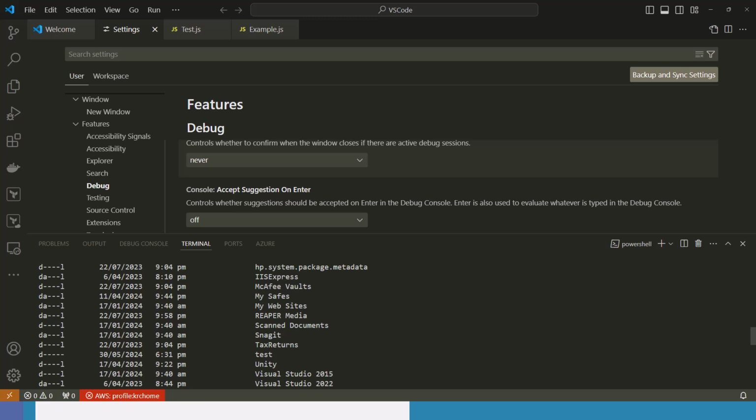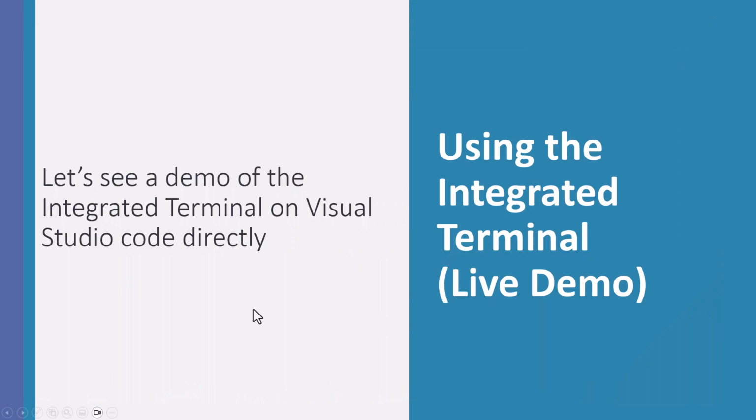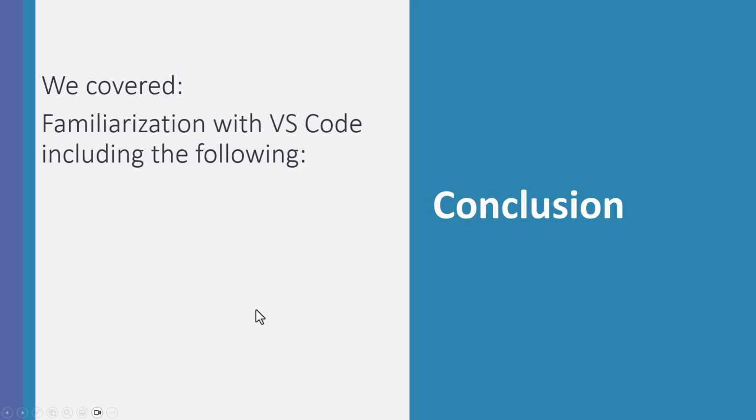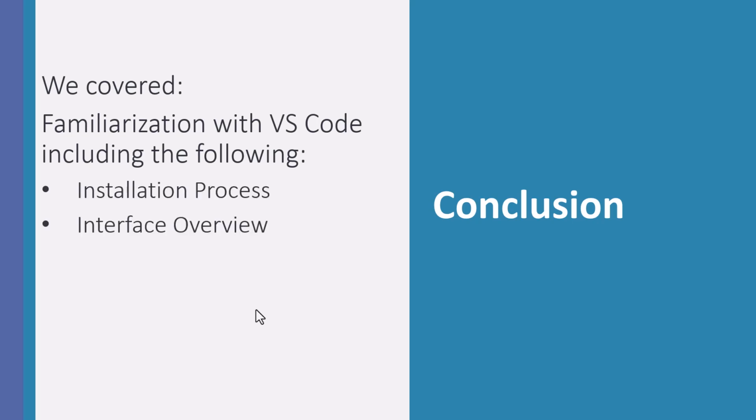Okay, and let's see what we have seen in the lecture. We have covered these things. We have familiarized ourselves with Visual Studio Code, including the following: the installation process of Visual Studio Code, the interface overview, the key features and customization options.